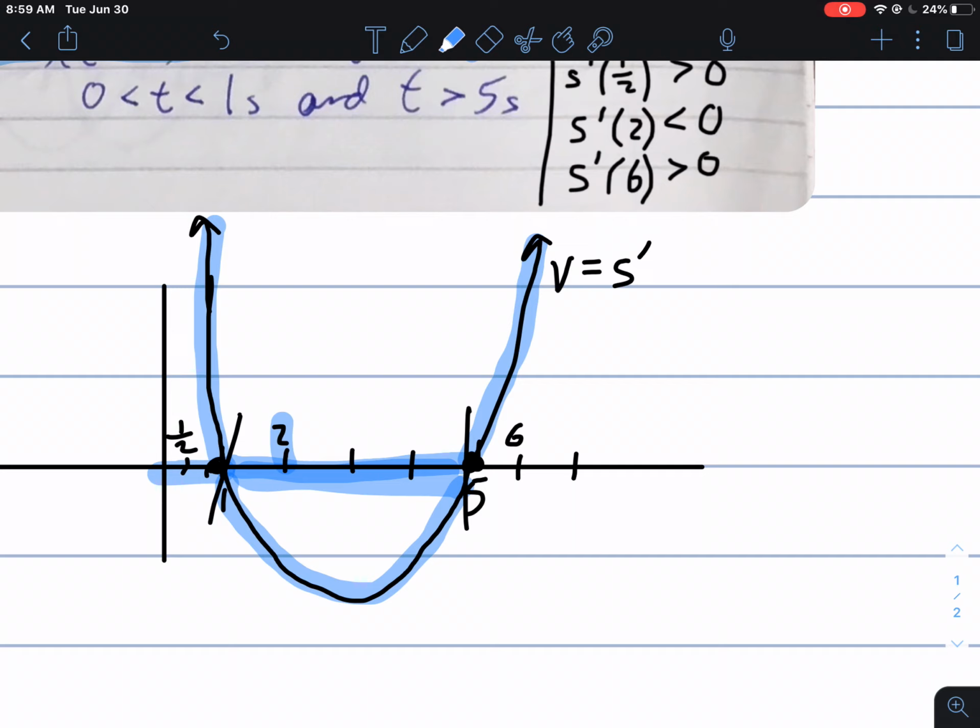All I care about is where this function is either positive or negative, because a positive value is a positive velocity, moving forward. A negative value is a negative velocity. We said that's moving backward. And remember, that's what we're looking at here. We're looking at the velocity function.